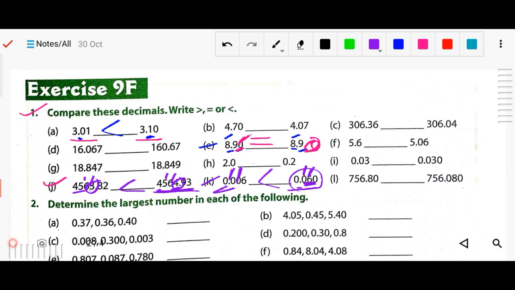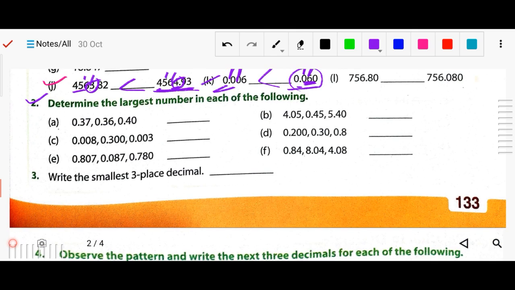Okay, now number 2, determine the largest number in each of the following. We only have to write the largest number. So we have to compare among all the given 3 numbers and find out which one is the greatest number. So the largest number we have to find. First we will compare in the same way.